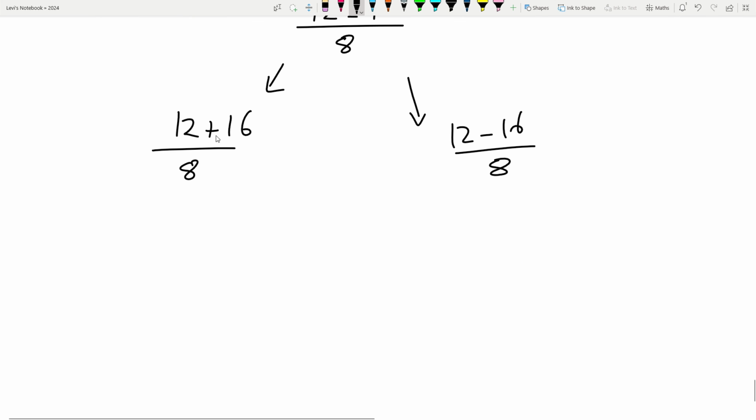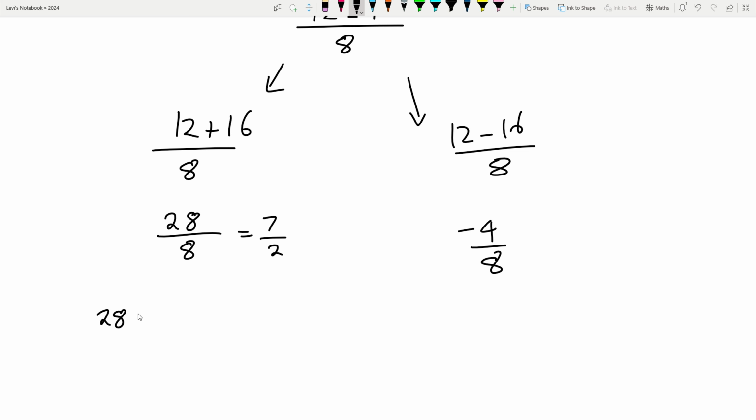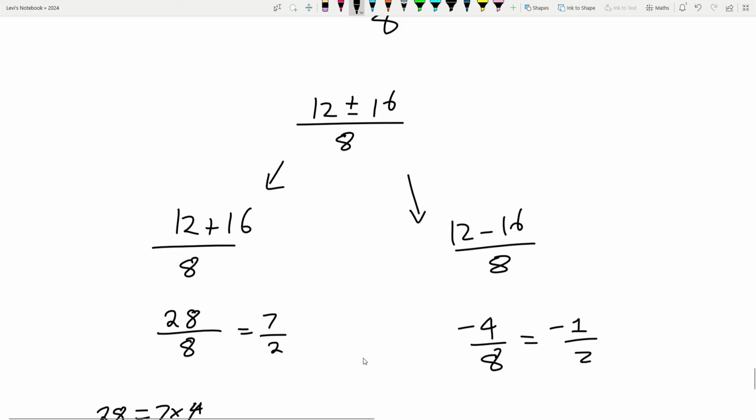Okay. So this one's going to give you 28 on 8, and this one's going to give you -4 on 8. Okay. 28 divided by 8 is going to be equal, what's that going to be equal to? 7 over 2, I think, because 28 is the same as 7 times by 4, and then 8 is the same as 4 times 2, so those cancel out, so that's 7 on 2. This can be written as -1 on 2, and those are your two answers for x.